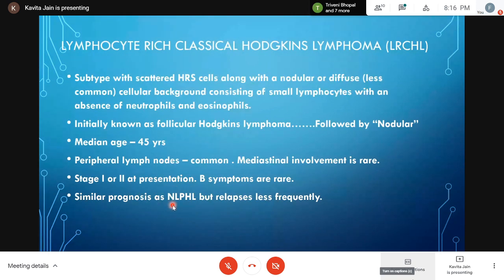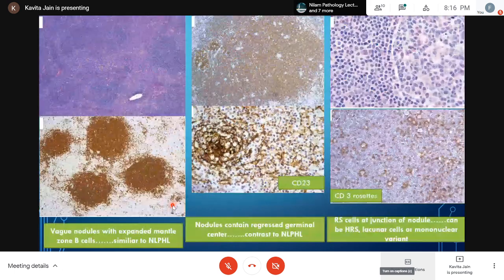It has a similar prognosis to NLPHL and is a very close mimic of NLPHL, but NLPHL has a tendency to relapse frequently. We do see cases coming up in 5 years and 8 years, but generally lymphocyte-rich classical Hodgkin's is not known to relapse so frequently.